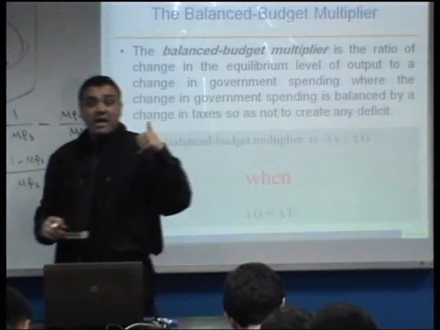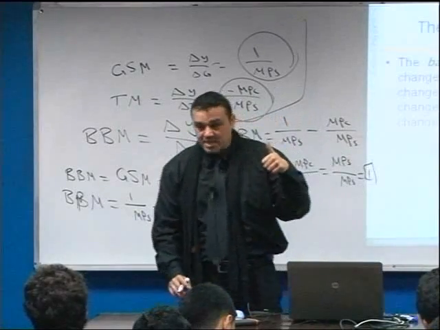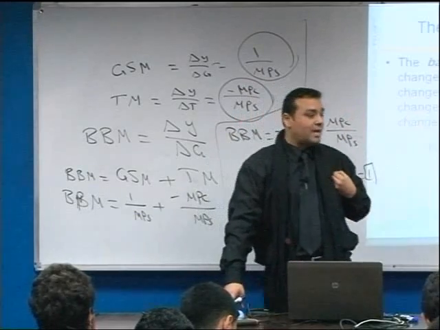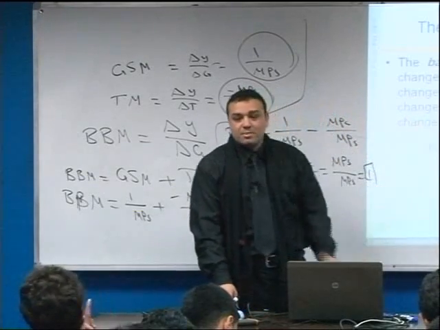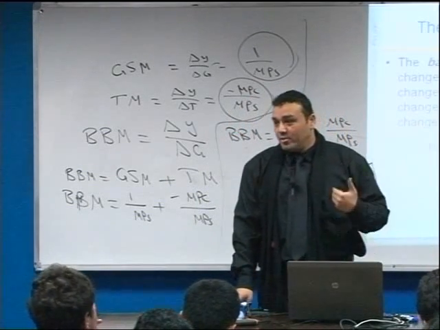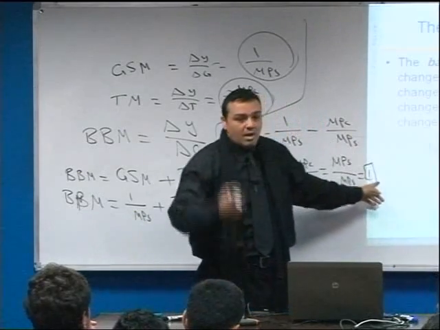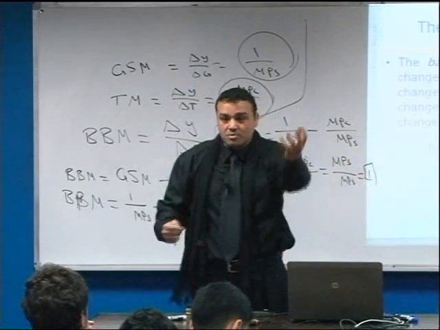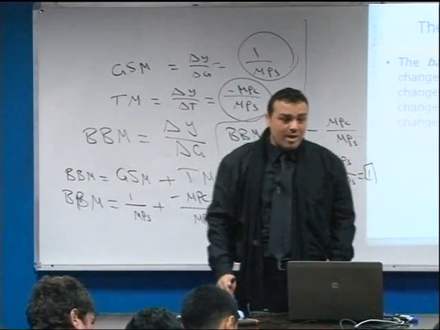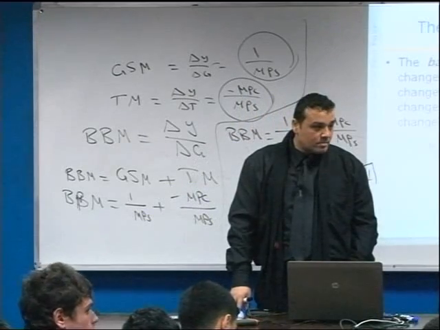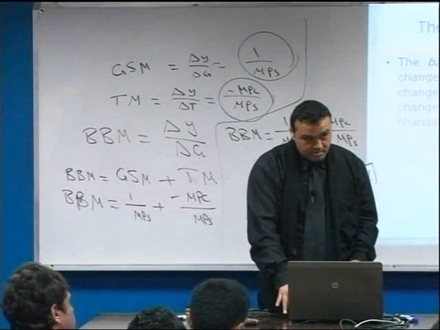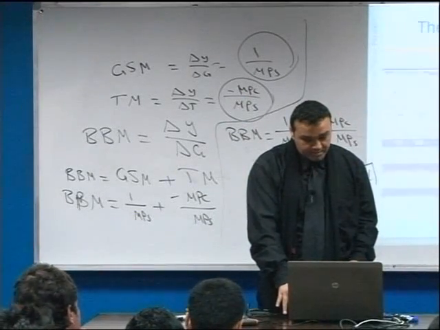Which means if the government increases its spending by $1 million and collects taxes of $1 million, the aggregate output would increase by $1 million. Right? The idea, guys, is that if the government increased its spending by $1 million and collected taxes of $1 million, the aggregate output would increase by $1 million. We will see exercises. Okay? This is not required of you.